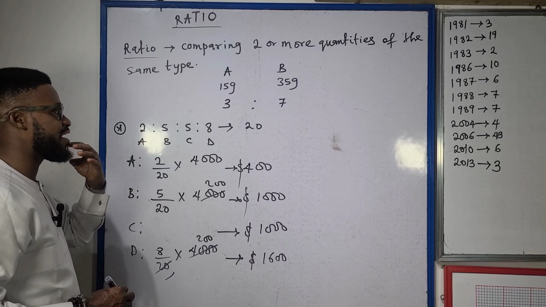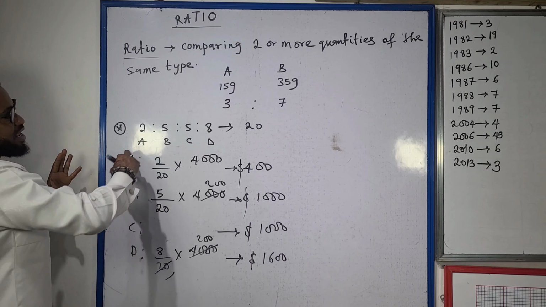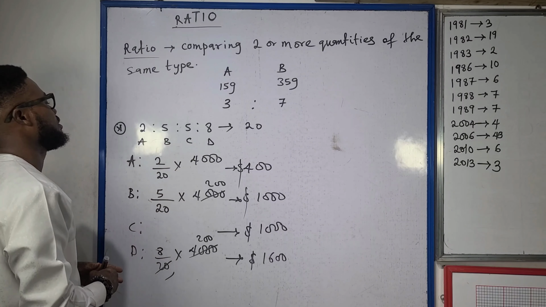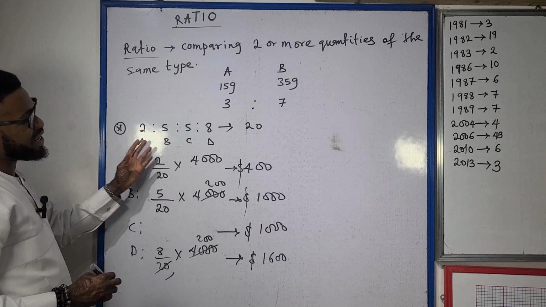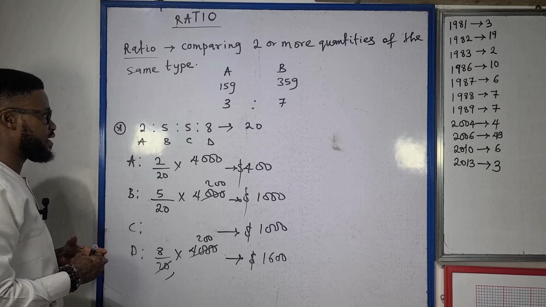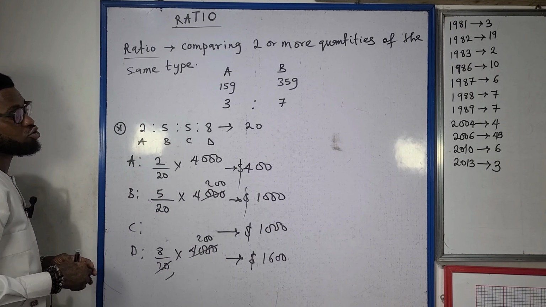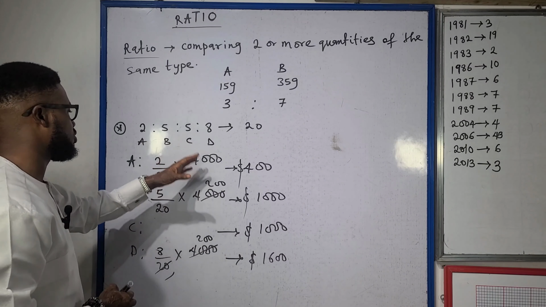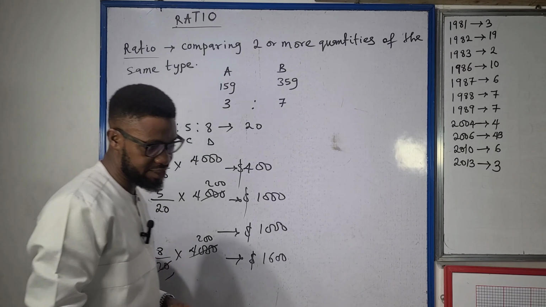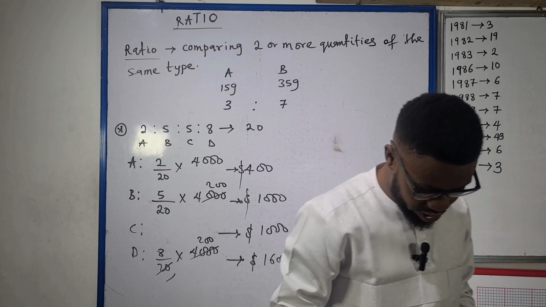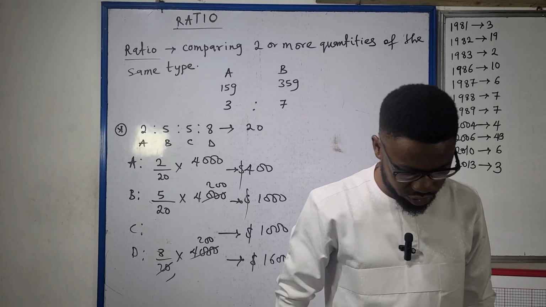When you want to share anything in a certain ratio, all you need to do is add up all of the ratios together and then compare each ratio to the total ratio, multiplying with what you are to share. So that ends that question. Looking on your screen, look at another question here.